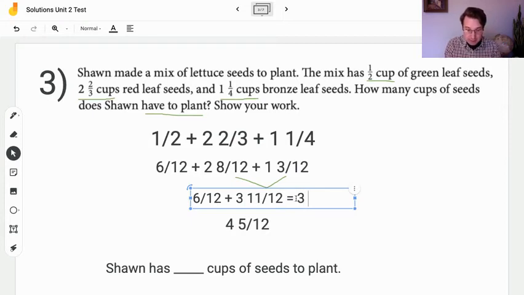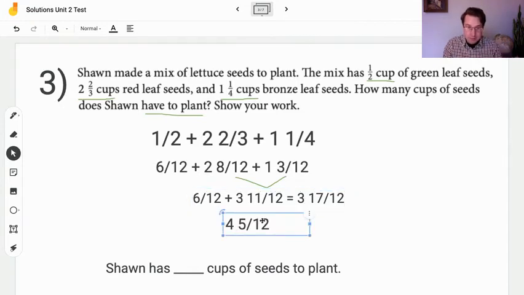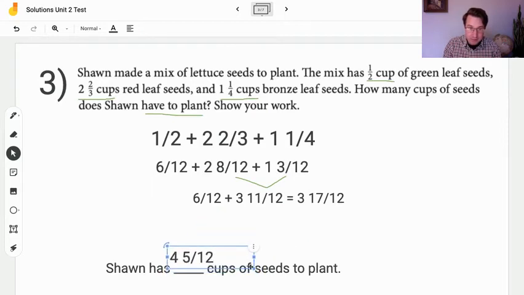If you missed that right there, you could also kind of write it like this: equals 3 and 17 twelfths. But you can't have the whole number and the improper fraction. So what you do is, if you have 12 for a packet, you can take 12 away to make a whole packet, and you'll have 5 left over. And then you have to make that whole packet another whole number. So 4 and 5 twelfths. Let's pop that there in the answer. He has 4 and 5 twelfths cups of seeds.